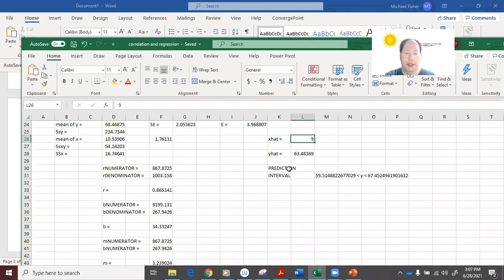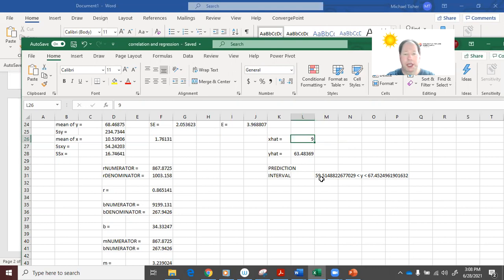And it's saying that we can predict the height to be anywhere between 59.51 something inches and 67.45 something inches. So given a foot size of 9 inches, we can expect the height to be anywhere between 59.51 inches and 67.45 inches. Fortunately, that 63.48 is in this prediction interval here. So that's a good thing.